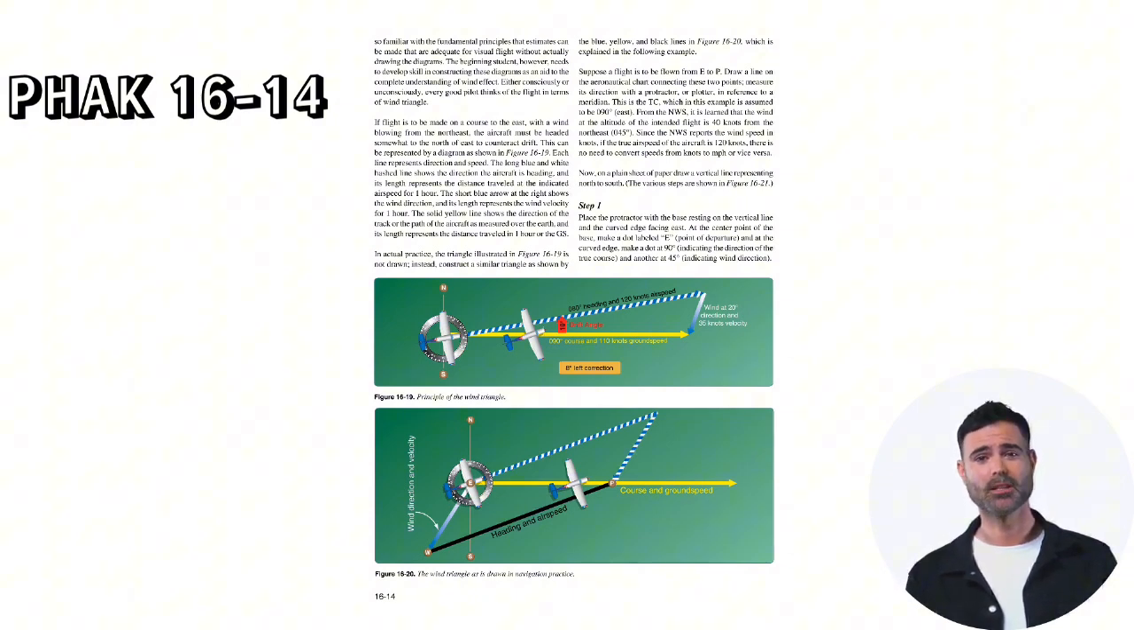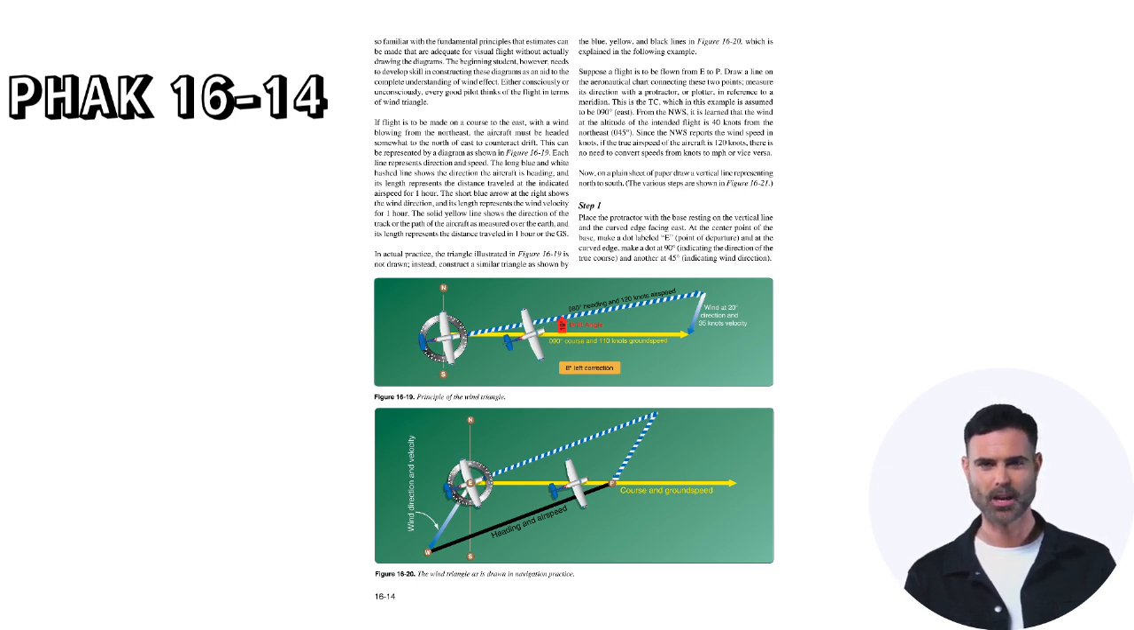Instead, construct a similar triangle as shown by the blue, yellow, and black lines in Figure 16:20, which is explained in the following example. Suppose a flight is to be flown from E to P. Draw a line on the aeronautical chart connecting these 2 points. Measure its direction with a protractor or plotter in reference to a meridian. This is the TC, which in this example is assumed to be 090 degrees east.